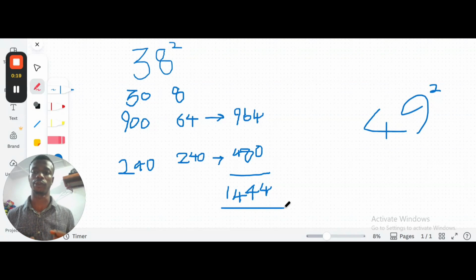So as a quick review, you separate them into the tens and the ones. You find the square of each part. Then you find the tens times the ones. You're going to find 2 of it because that is the power of 2. You add them all up together and you get your answer. Here's the fastest way to do it mentally.